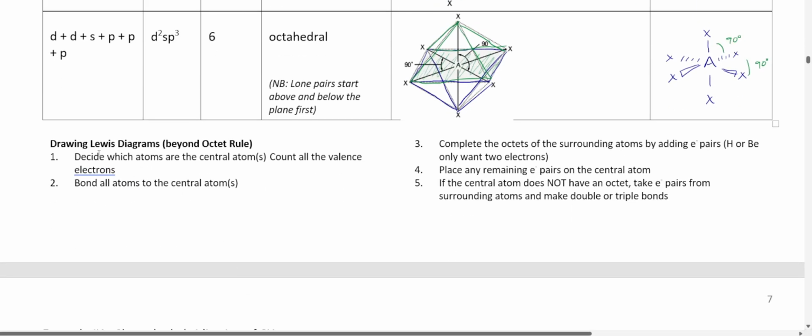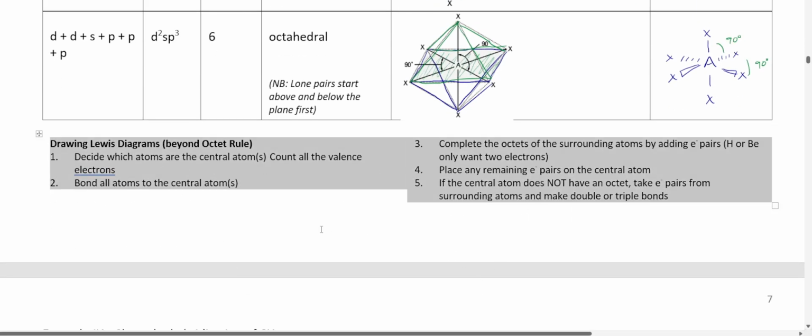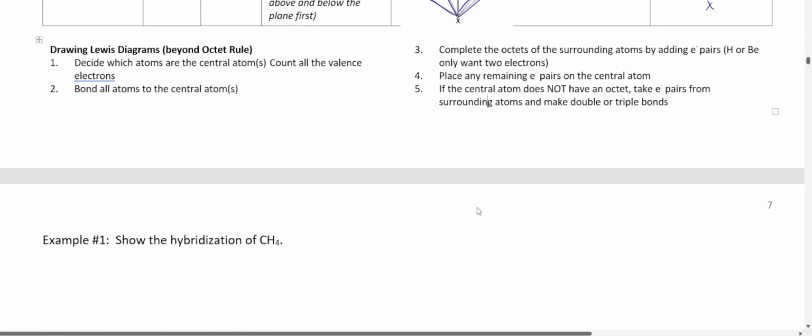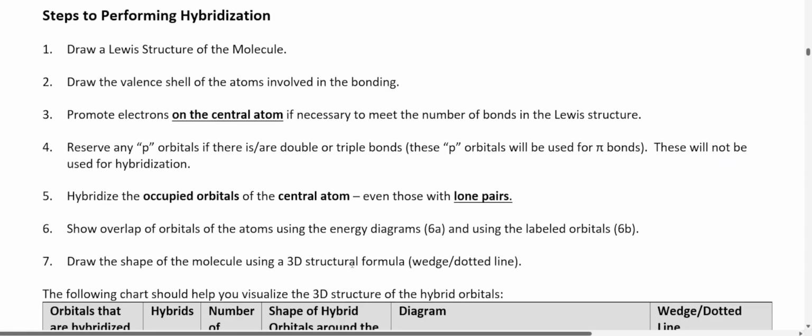When we draw Lewis diagrams, we're going to be using this procedure right here. It's called beyond the octet rule, and it's basically like electron bookkeeping. We count up all the valence electrons, and then we make the bonds to the central atoms, and then we make double or triple bonds as necessary. So I'm going to go through this procedure for the hybridization of methane. What I'll do is screenshot our procedure here, and for hybridization I will just have that procedure nearby so we can see what we have to do next.